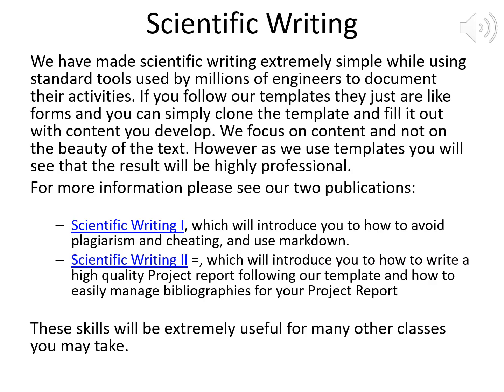To make scientific writing as part of the projects and chapters easy for you, we have provided you with significant information about how to easily do this. You don't necessarily have to read everything that we are writing there, but it is significantly documented. If you ever want to look something up, you can use our Scientific Writing 1 and Scientific Writing 2 handbooks. In them, we explain, for example, how to avoid plagiarism and cheating and how to use Markdown. We will also introduce you to how to write a high-quality project report following our template.